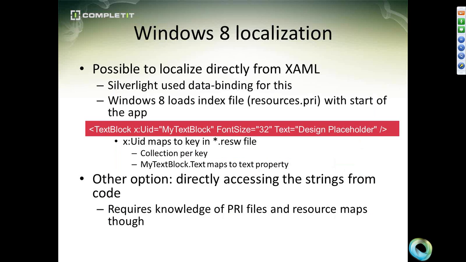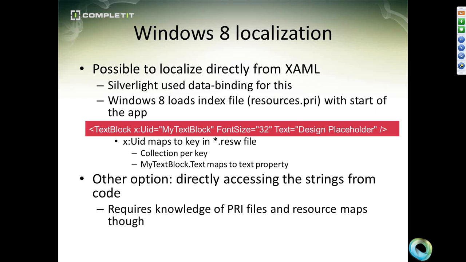Now let's take a look at how we can do it technically. It is possible to do it directly from XAML. In Silverlight, many people used some data binding for this, perhaps in combination with an MVVM scenario. In Windows 8, doing the localization is pretty simple. What Windows will do is automatically load in the PRI file, which is the index file of your resources, and from there you can go wild.